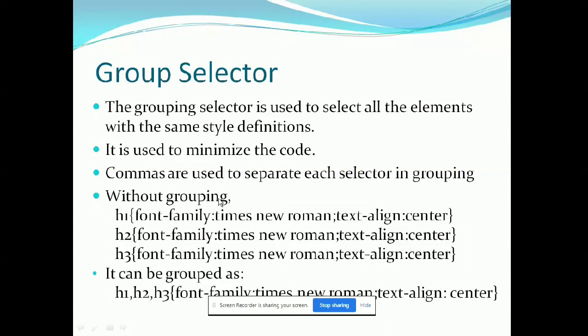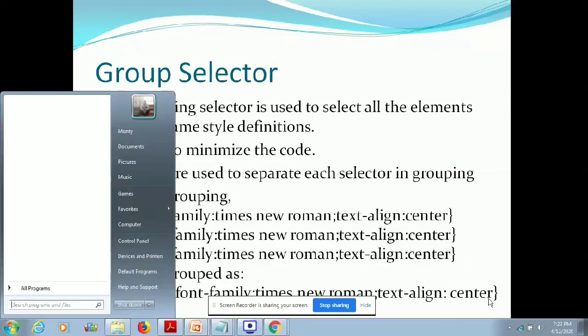Now what happens without the grouping? Without the grouping, H1 font family, text align. H2 font family, text align. You can see the values are also the same over here. The property is the same, the value is the same. H3 font family, Times New Roman, text align, center. So all three of them have the same properties with the same values. So it can be grouped as H1, H2, H3 and the style definition written once. In this way you can minimize the code.